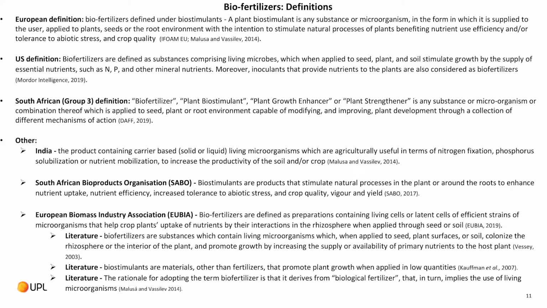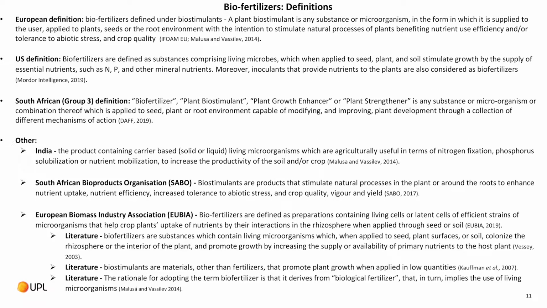Then you are all surely familiar with the South African definition as part of our group 3s, where plant biostimulant, plant growth enhancer, and plant strengthener are placed together as any substance or organism or combination thereof which is applied to seed, plant, or root environment, capable of modifying and improving plant development through a collection of different mechanisms of action. Again, there are some similarities with the European definition in that it can be any substance, but there's again the whole thing about plant development and a wide variety of application methods and mechanisms of action.